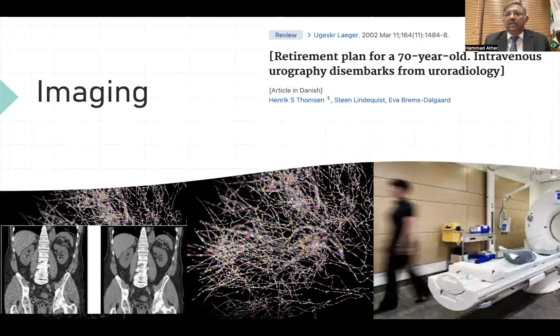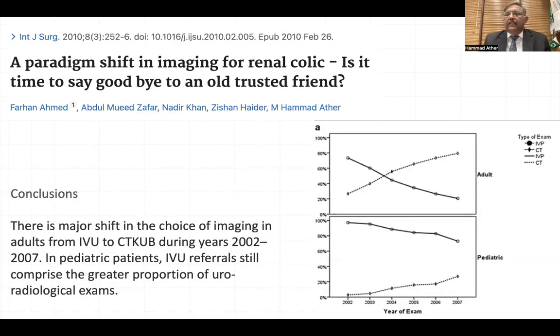Endourology is highly dependent upon imaging. Some 20 years back, a Danish paper said that intravenous urography, which has served the urological community for nearly a century now, needs to retire, and new imaging modalities should be incorporated. That's the point where CT became more or less the default imaging for most urolithiasis patients. We wrote a paper over 10 years back about the paradigm shift in the imaging of ureteric colic: is it time to say goodbye to an old trusted friend, which was IVU?